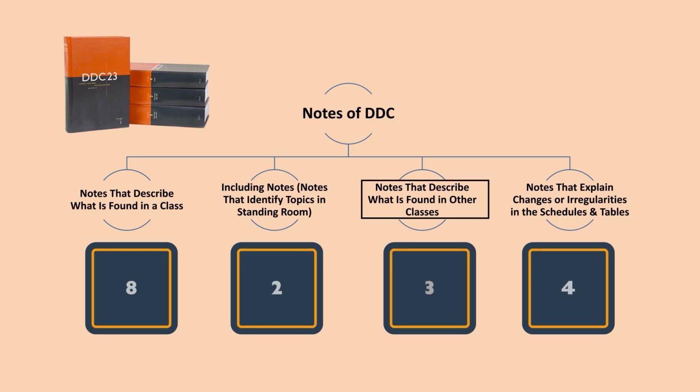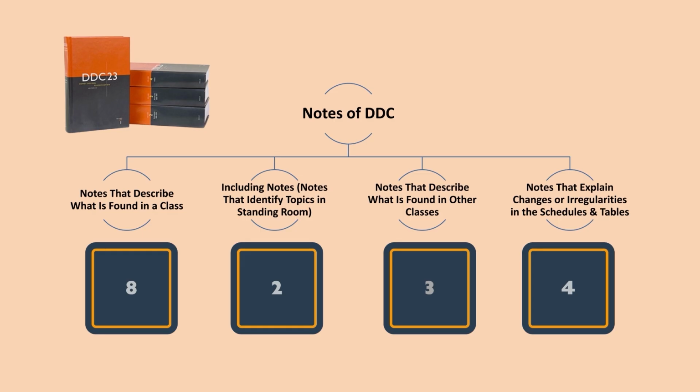Thirdly, notes that describe what is found in other classes. Here we get the number 3, meaning there are 3 subdivisions we can find in the entire schedule and tables and even in the manual section. Finally, notes that explain changes or irregularities in the schedule and tables. There are 4 subdivisions of this category.